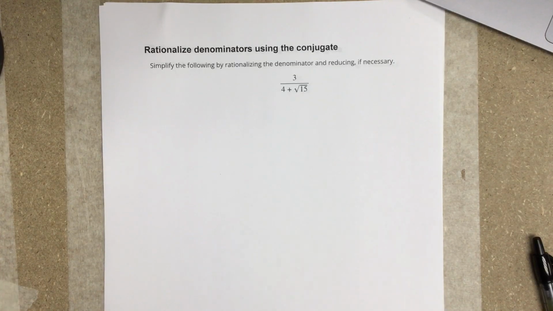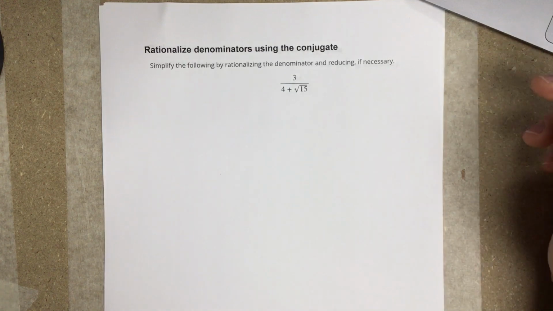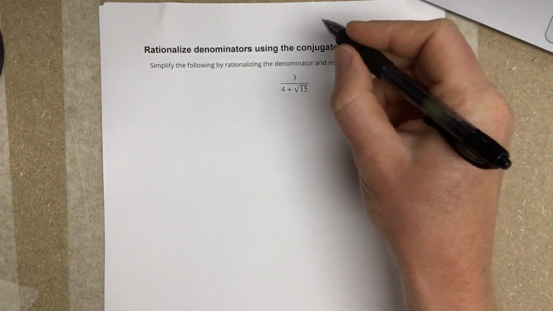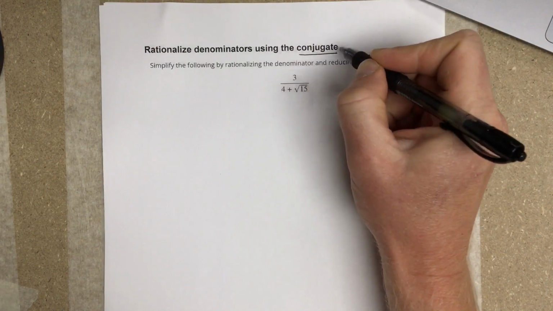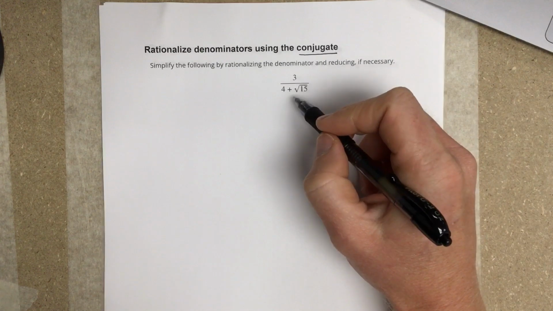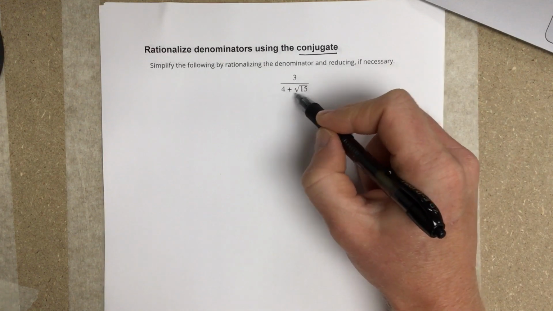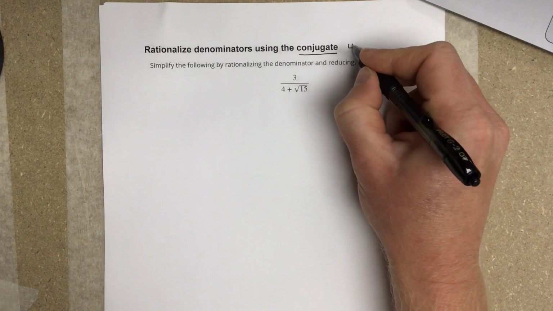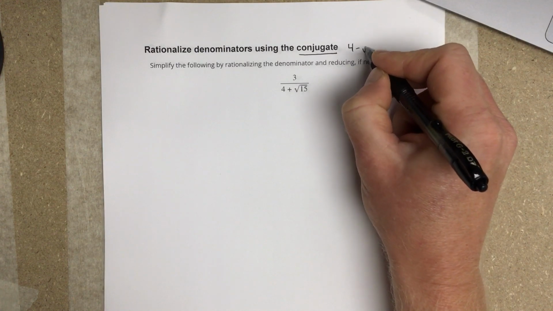In this video, we're going to rationalize denominators using the conjugate. So simplify the following by rationalizing the denominator and reducing if necessary. So we're going to use the conjugate. The conjugate of a binomial is always just the same binomial but with the opposite sign. So the conjugate for this problem is going to be 4 minus root 15.